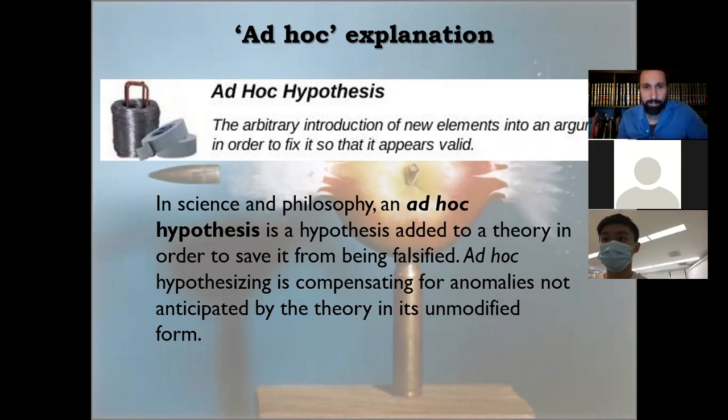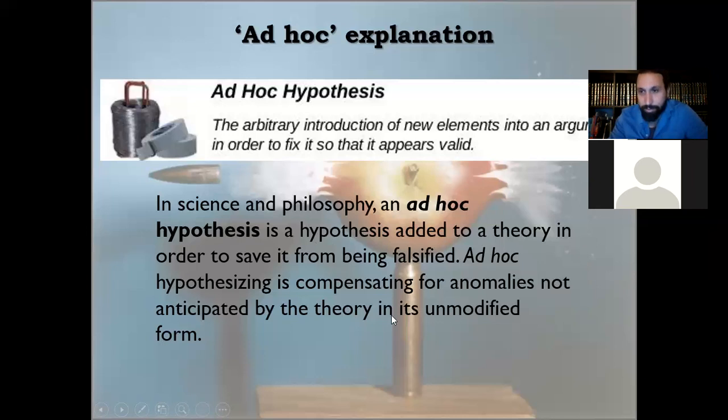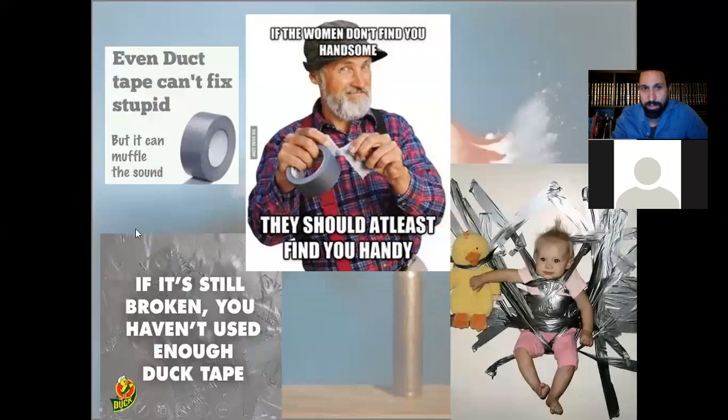So that is an ad hoc explanation. An ad hoc explanation in science and philosophy is a hypothesis that is added to a theory in order to save it from being disproven or falsified. An ad hoc hypothesis is compensating for anomalies not anticipated by the theory in its unmodified form. So it requires these arbitrary modifications. So it's basically the duct tape approach. And the point is this.